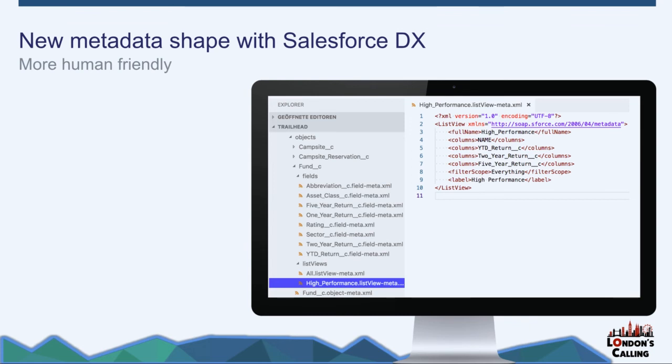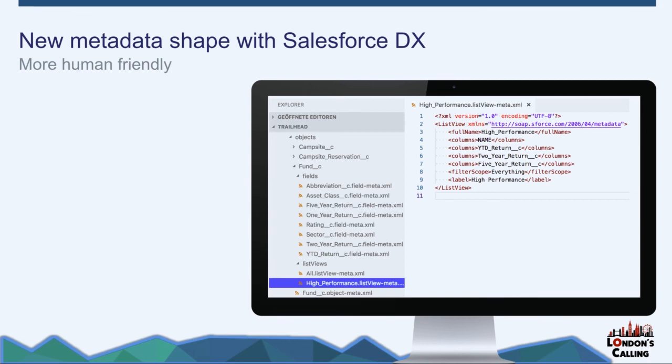I think if you have ever seen that XML file from the old metadata format of an object, there's a huge XML file putting everything into it. Now when you look at this, it's pretty clear. I have objects, then I have the object, and then I have fields, and I have one XML file for every field, and then I have list views, and I have one XML file for every list view. So think about what possibilities you can have.